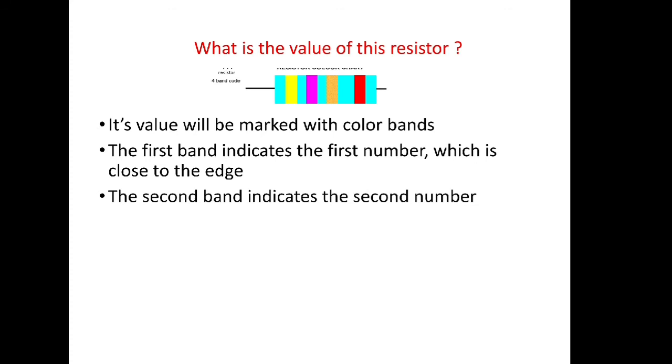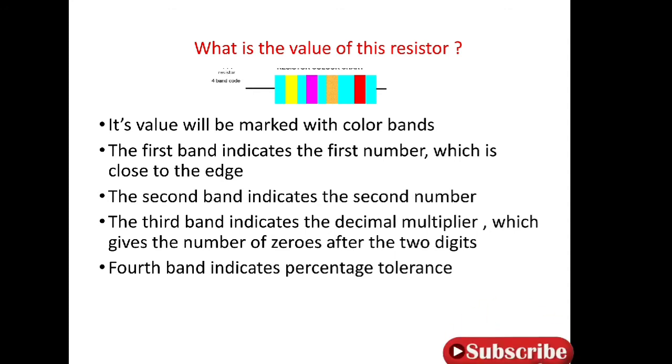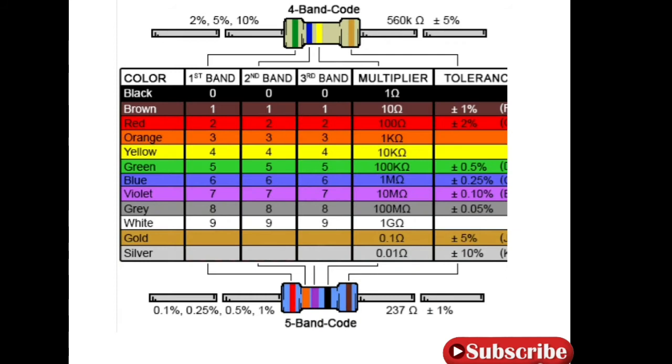The first band indicates the first number, which is close to the edge. The second band indicates the second number, and the third band indicates the decimal multiplier, which gives the number of zeros after the 2 digits. Suppose it is a 5 band resistor, then the third band indicates the third number. So in the case of this 4 band resistor, the third band indicates the decimal multiplier, which gives the number of zeros after the 2 digits. The fourth band indicates percentage tolerance.